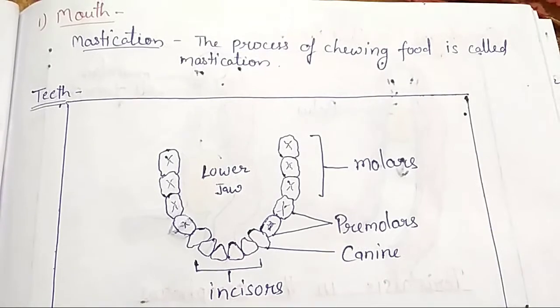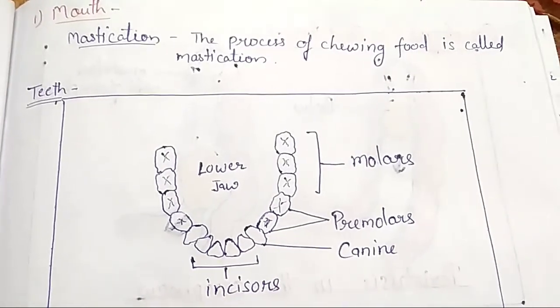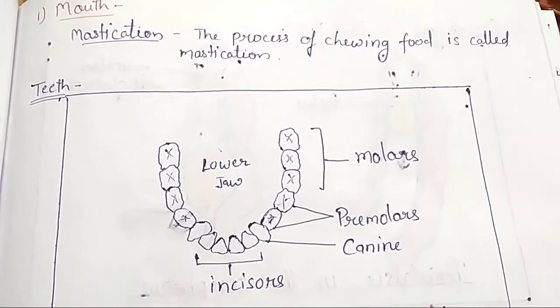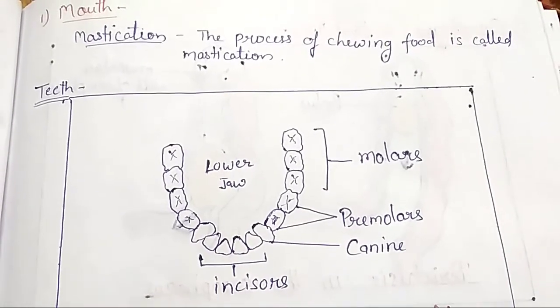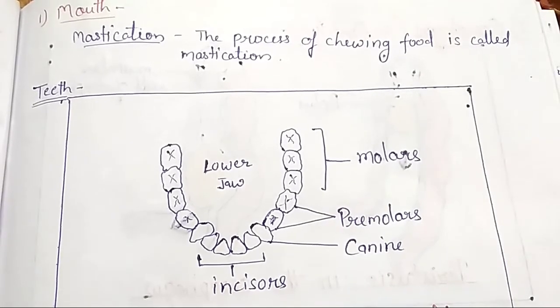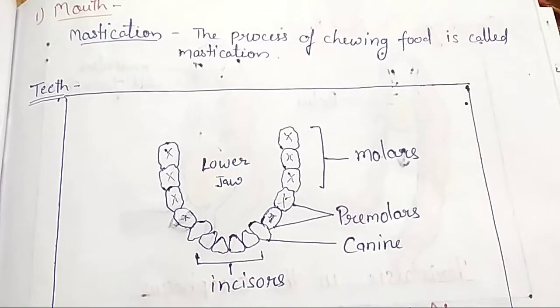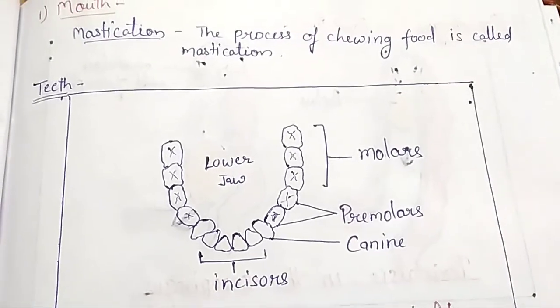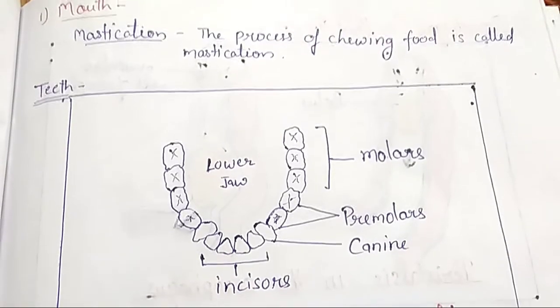In the last video we discussed nutrition in humans. The digestive system consists of 7 organs: mouth, esophagus, stomach, small intestine, large intestine, rectum and anus. Today we will discuss these organs one by one in detail.